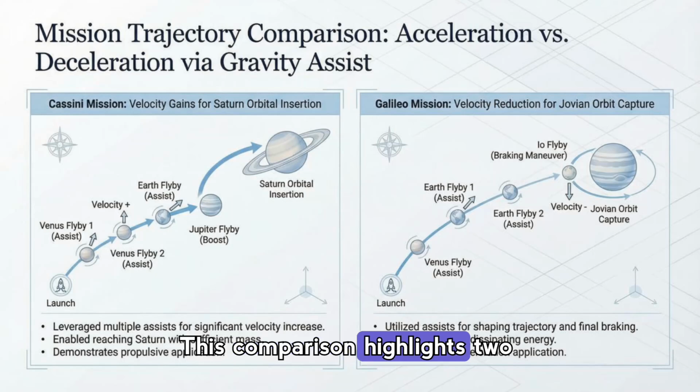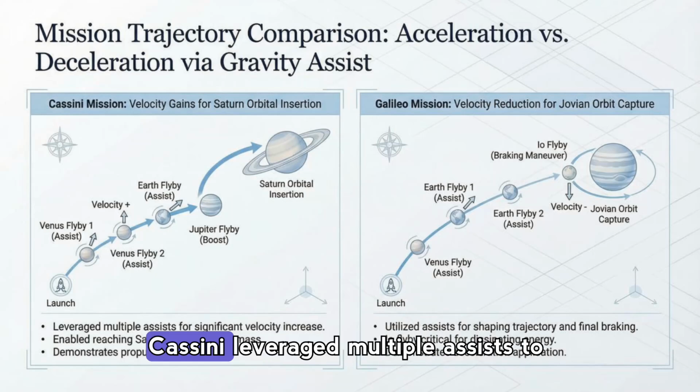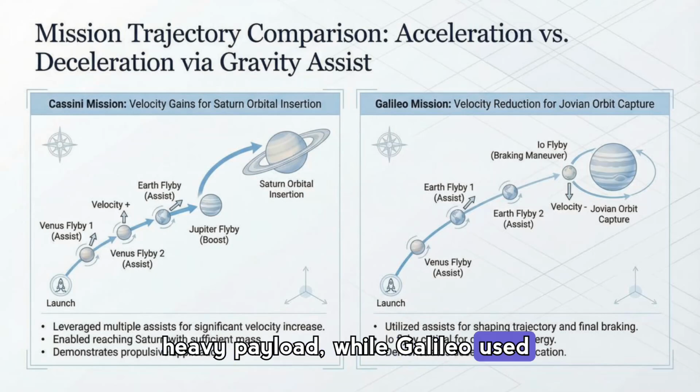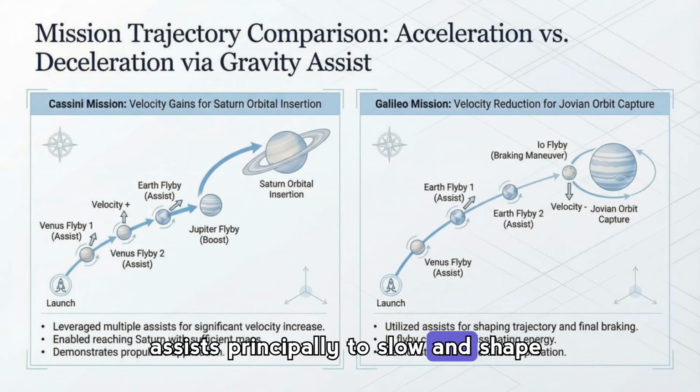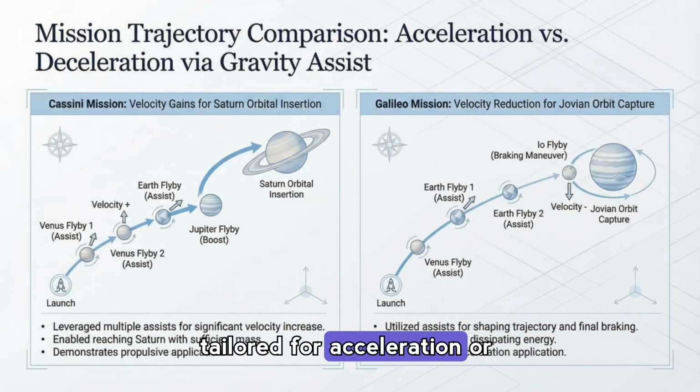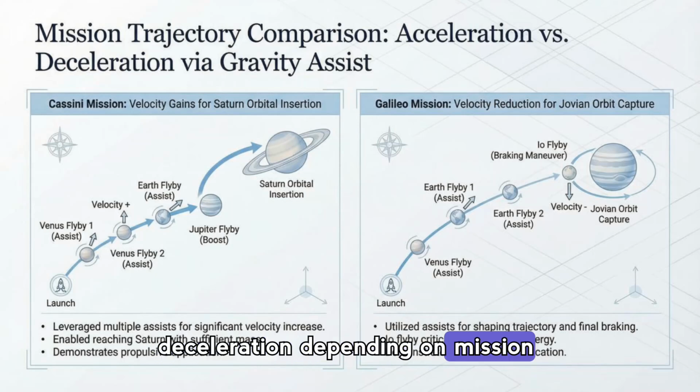This comparison highlights two different uses of gravity assists. Cassini leveraged multiple assists to build velocity and reach Saturn with heavy payload, while Galileo used assists principally to slow and shape its approach for Jovian orbit capture, including a critical Io flyby to dissipate energy. Together, these missions show how assists can be tailored for acceleration or deceleration, depending on mission needs.